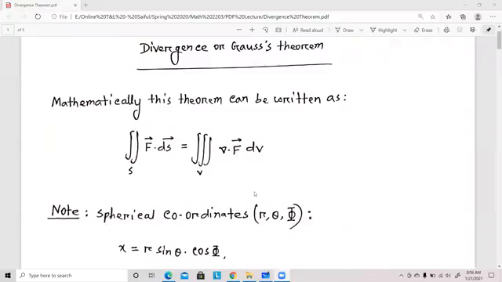So relation between volume and plane. Relation between surface and volume integral, and if we can't solve a problem in a surface integral, then we can convert that problem into volume integral to solve. It will facilitate our calculation.